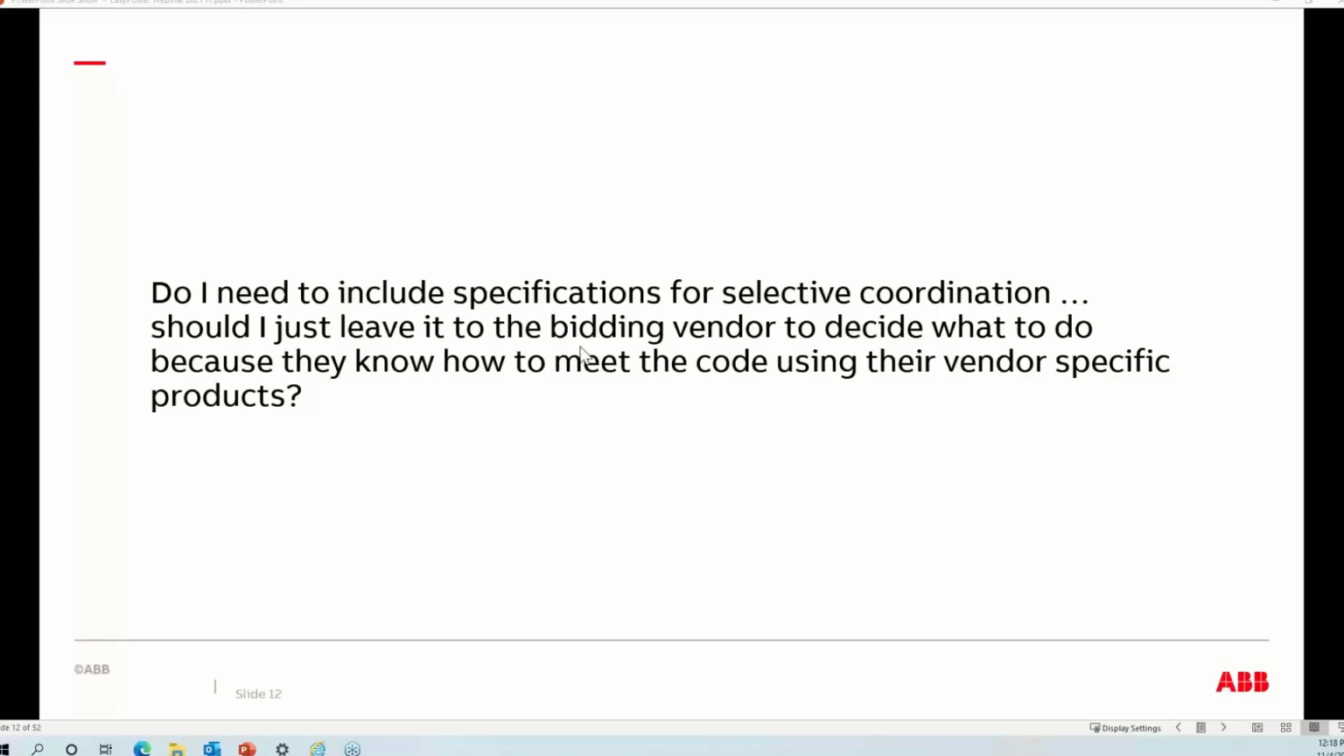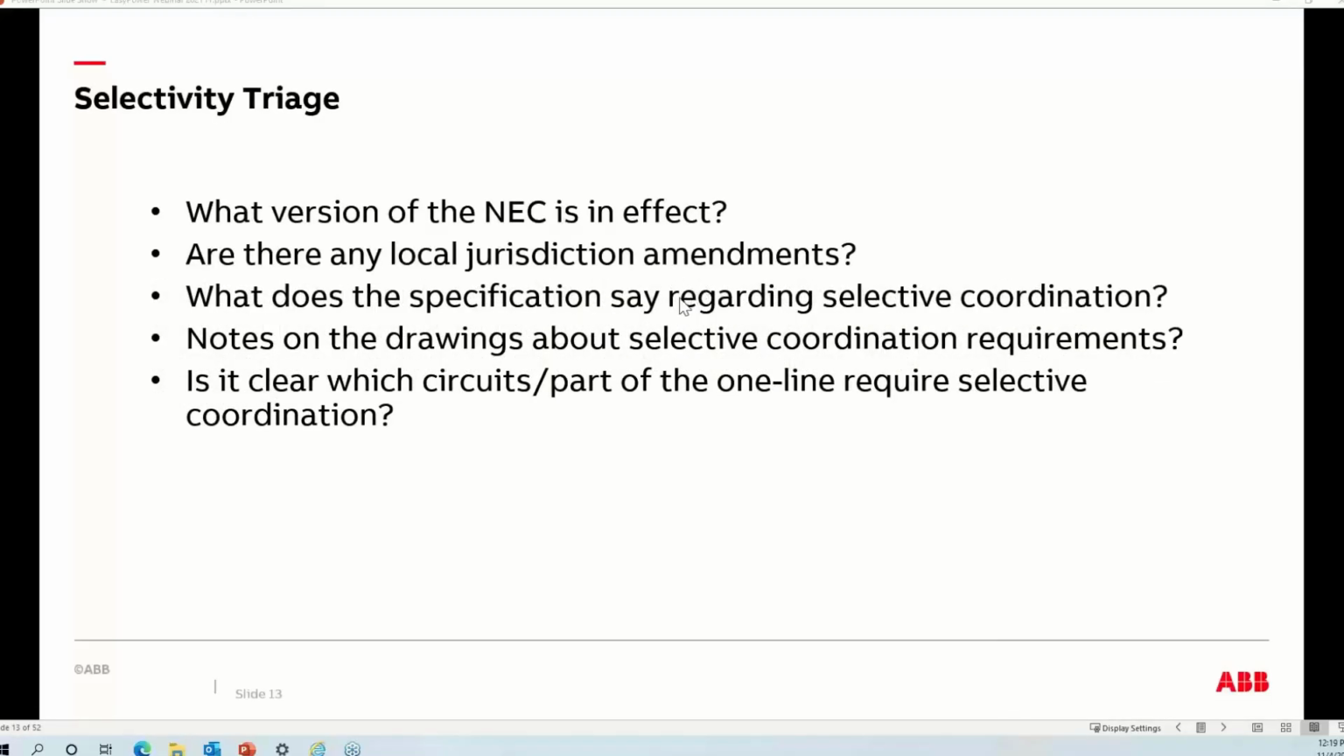Well, my bottom line answer to this is you want to do as complete a job as possible to specify the selective coordination. And yes, there are some basic rules you're going to need to follow to design when you want selective coordination. But use your plans and specs just like you would for any other aspect of the project. Give clear, complete, concise specifications. Well, how do I do that?